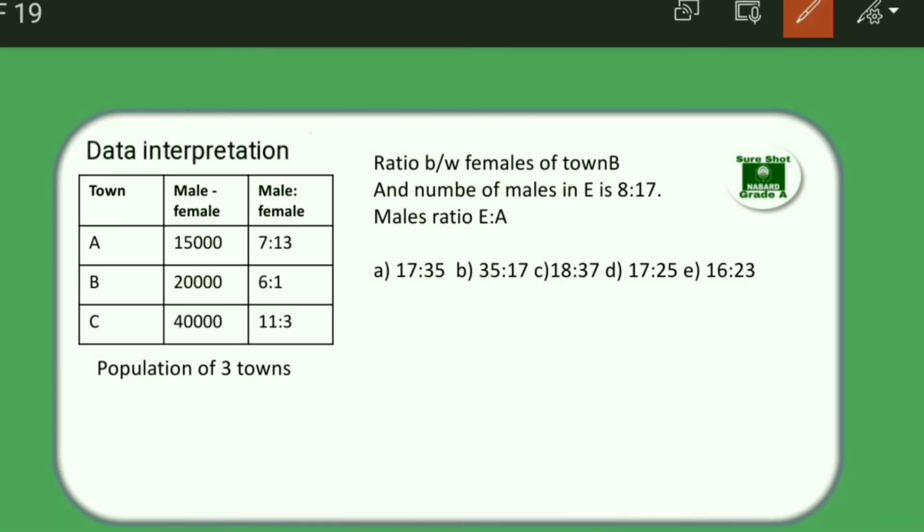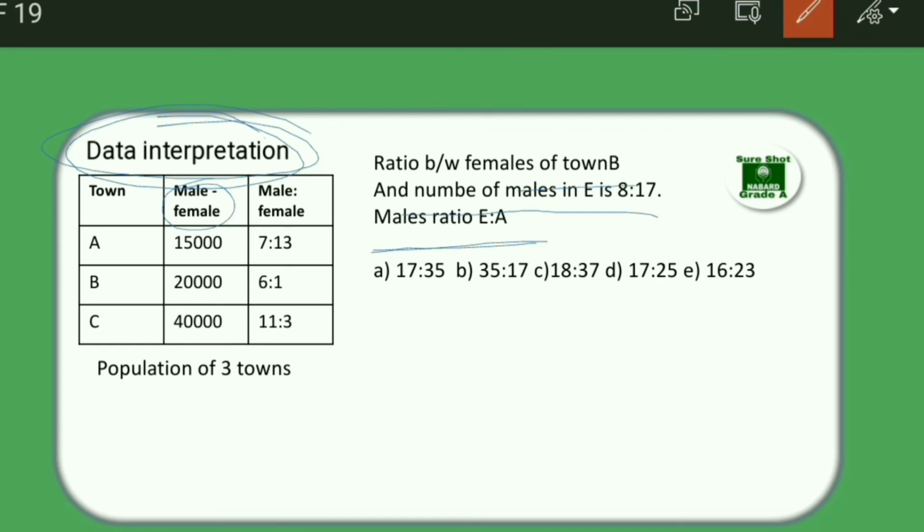Now we are coming to data interpretation session. Here the male population of three towns, A, B, C, is given, and the difference between male and female population is given, and the ratio between male and female is also given. The ratio between females of town B and number of males in E is 8:17. The ratio of males of E to A is to be found out.